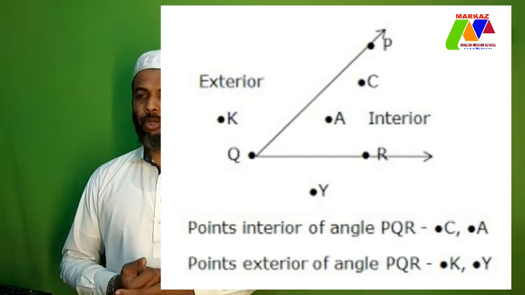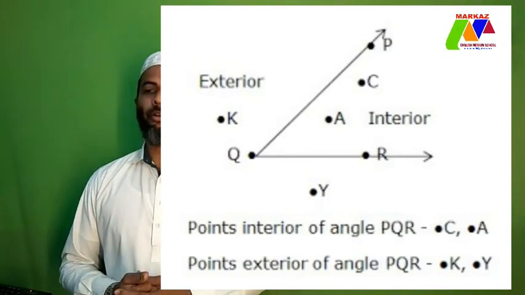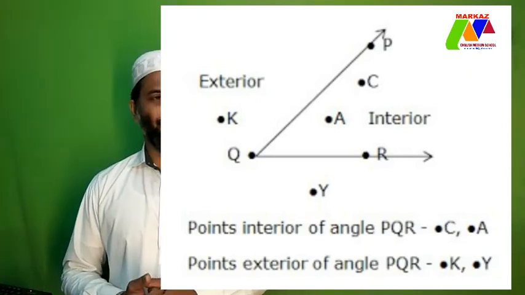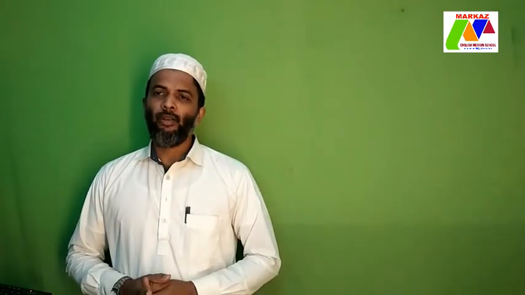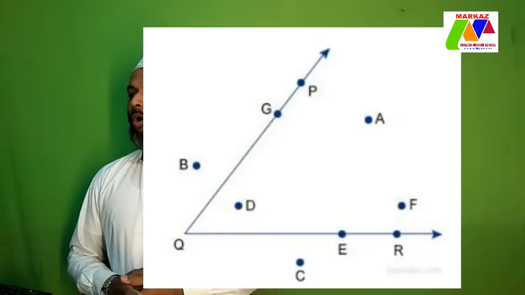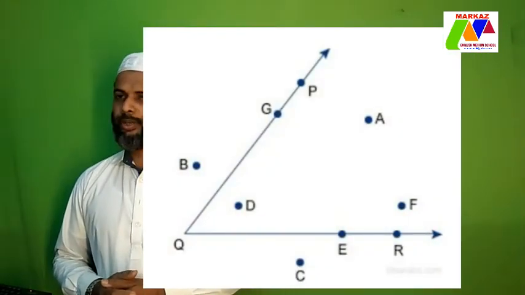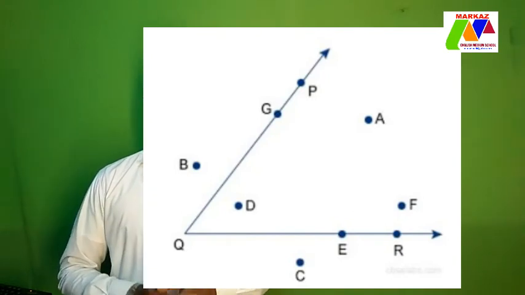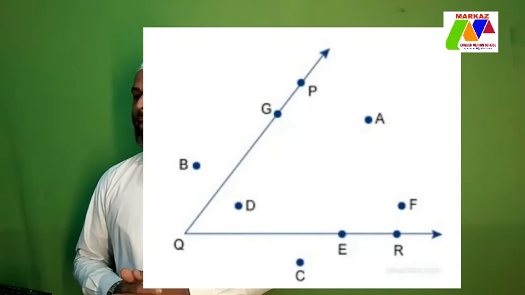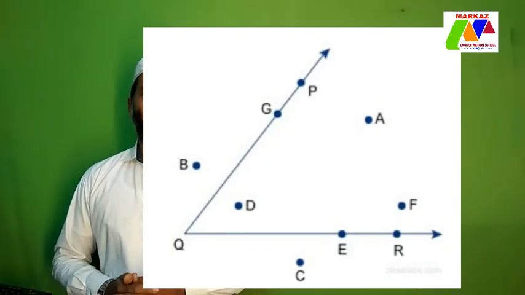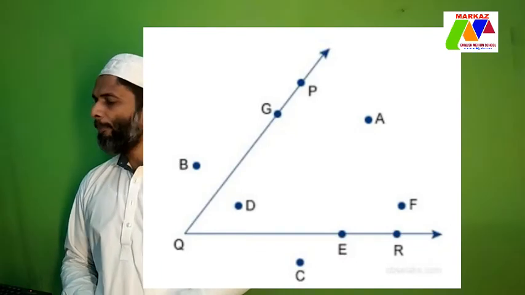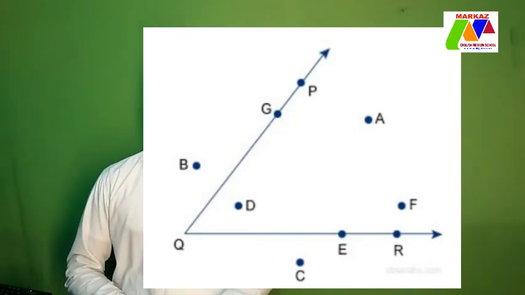Draw the angle PQR and mark two interior points and two exterior points. Draw this angle and find out all interior and exterior points. Points interior to angle PQR are A, D and F. Points exterior to angle PQR are B and C.